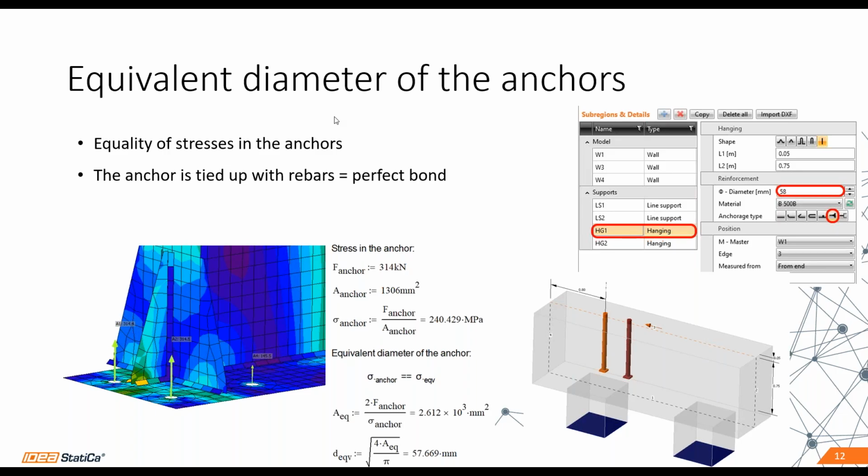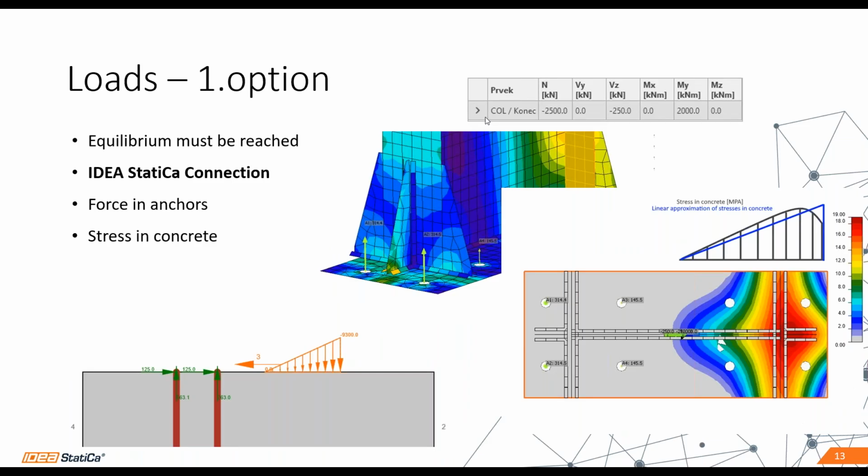This is for the equivalent diameter of the anchor, and right now is the time for how we will be putting the loads there. There are more options for how to put the loads from the steel column or from the anchoring. At first, you need to guarantee that the equilibrium must be reached. It's very important, and I would like to show you the first option where you can use the application IDEA StatiCa Connection to get the forces in the anchor, and also the concrete stress or the load from the concrete. So let me jump in.